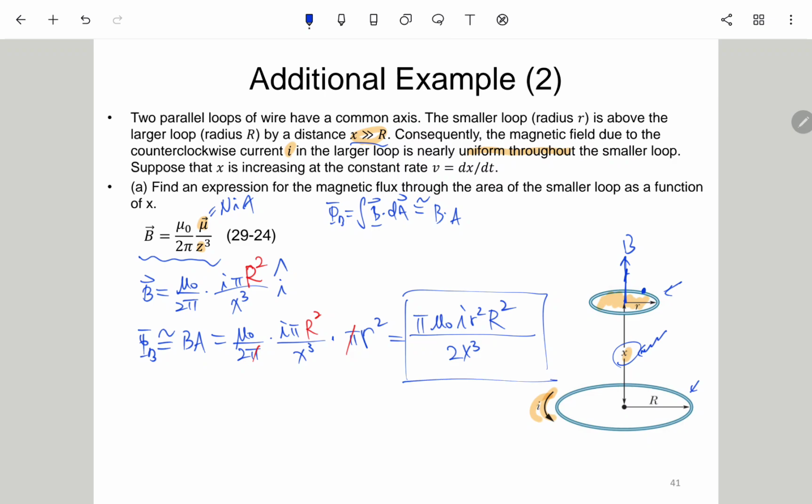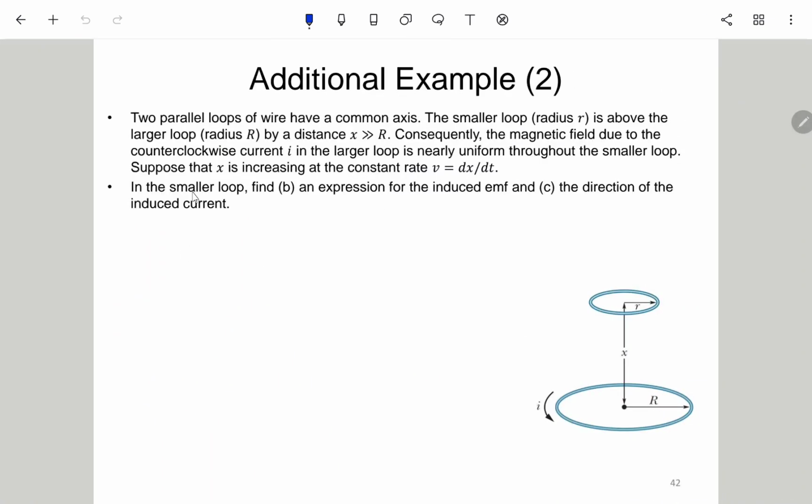Of course we will make use of it in the next question. In the small loop, find, in part B, an expression for the induced EMF and the direction of the induced current. So we just recall 5B is actually pi mu 0 I small r squared capital R squared over 2x cubed. So E will be negative d phi B dt. This is Faraday's law for this loop.